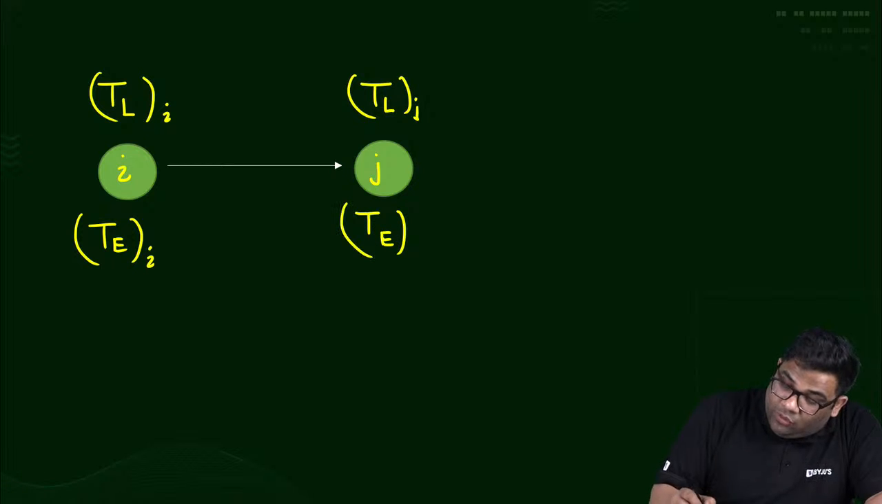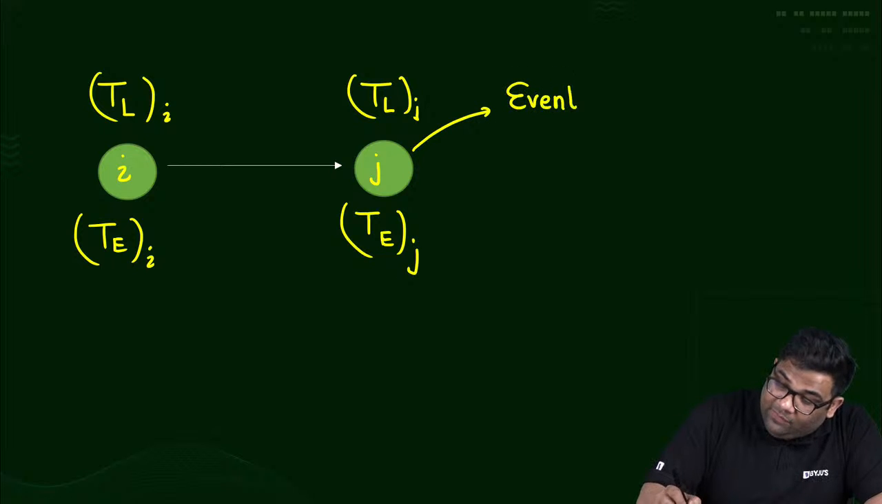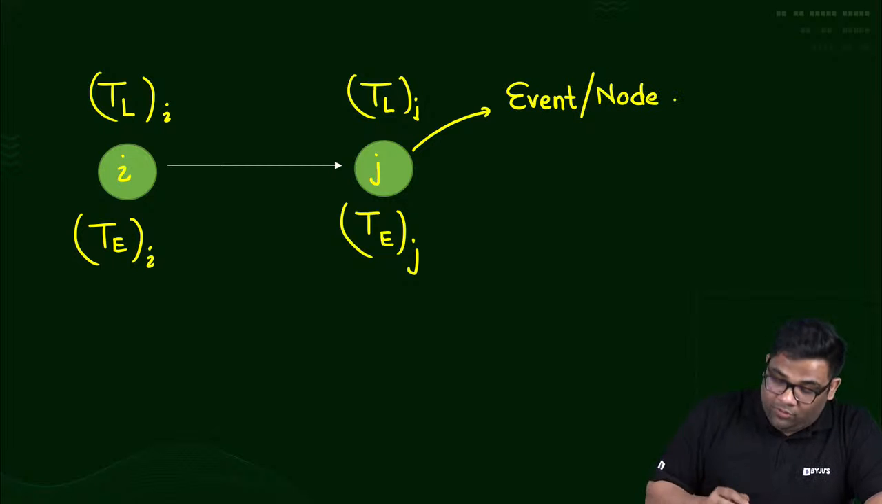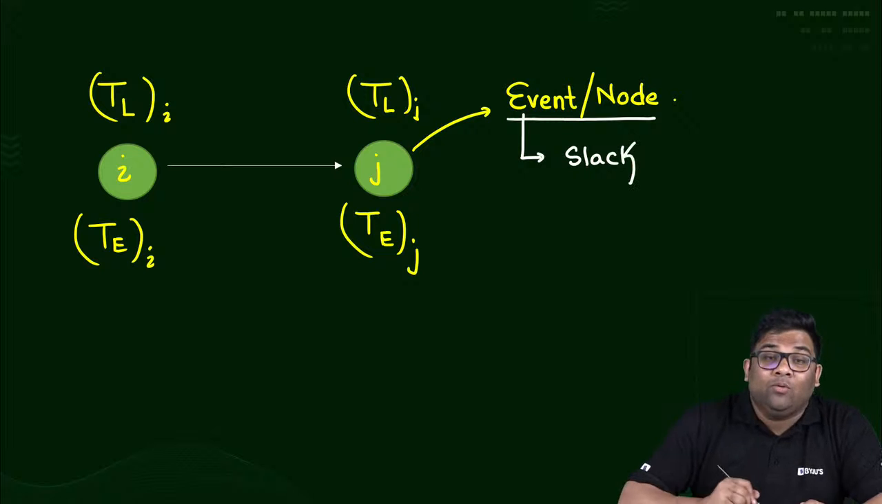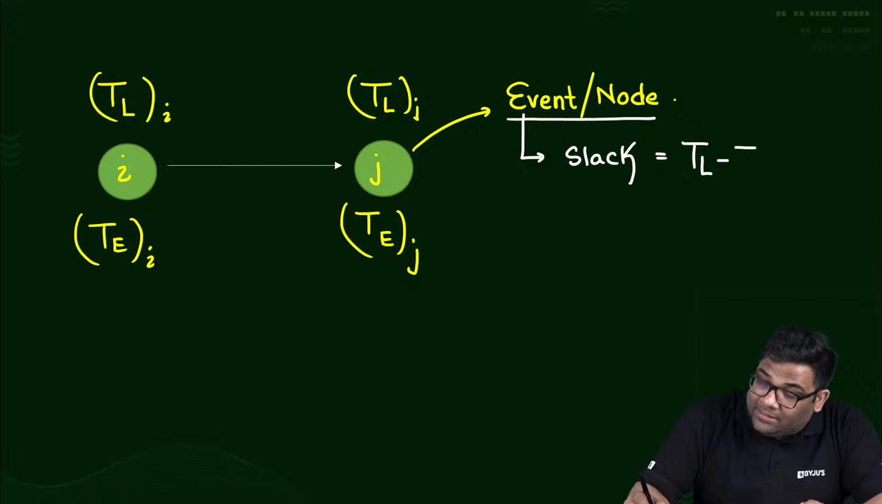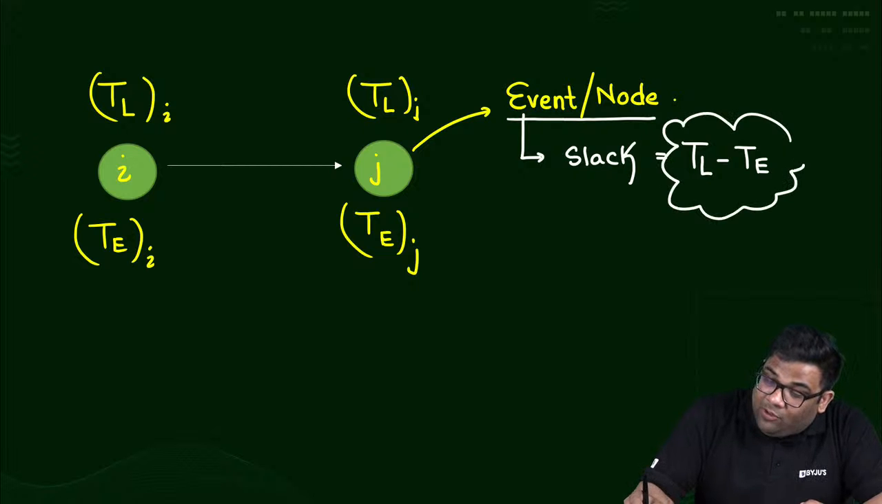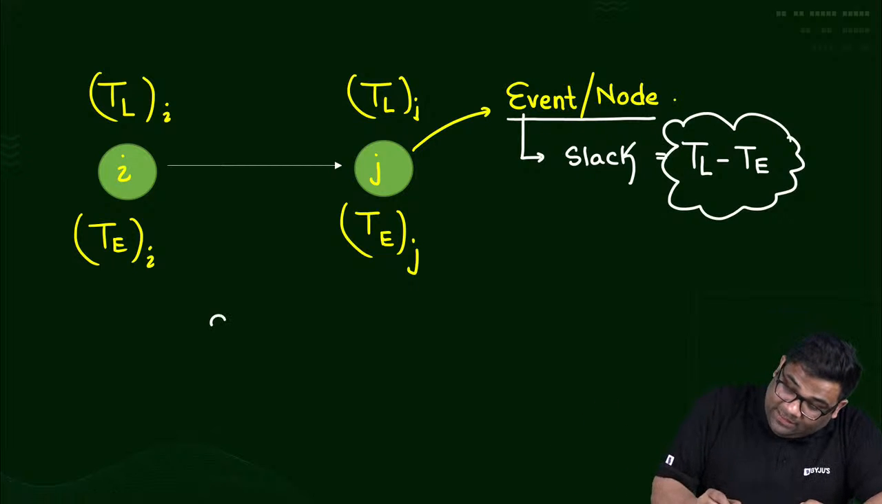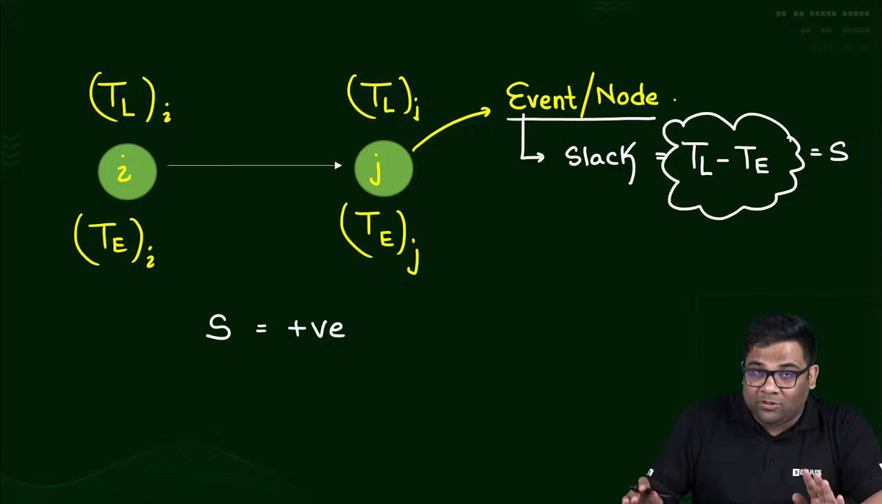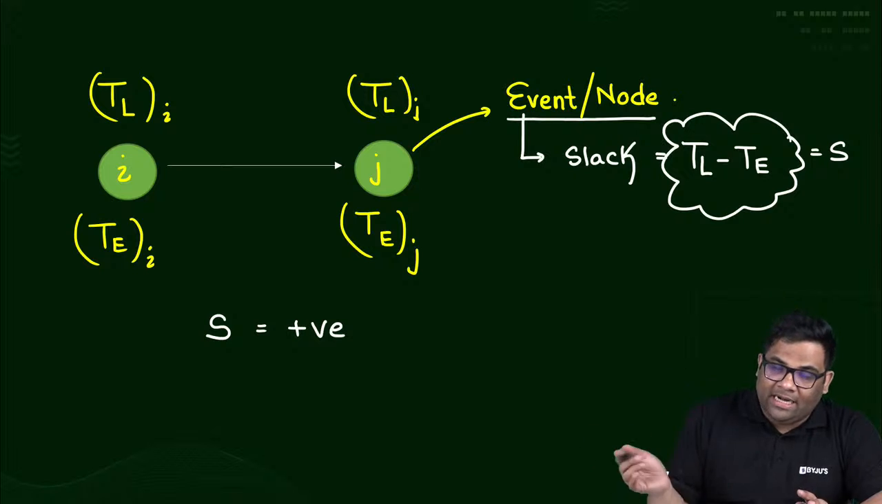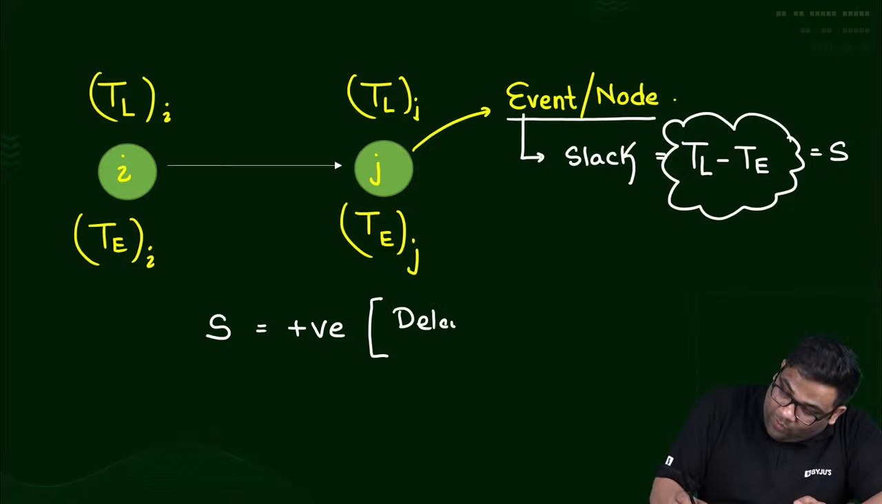Now each node or each event indicates one event, right? Each event or node will have a slack value. And what is that slack value? That slack will be TL minus TE. Very easy. If the slack value you are getting is positive, that means the event is not delayed, and delay is allowed.